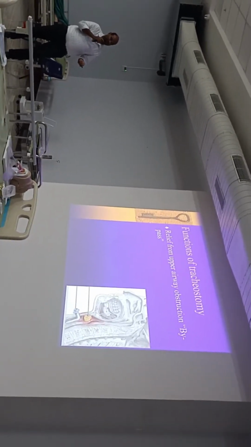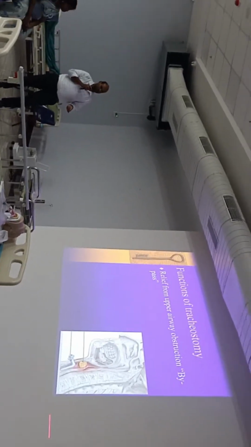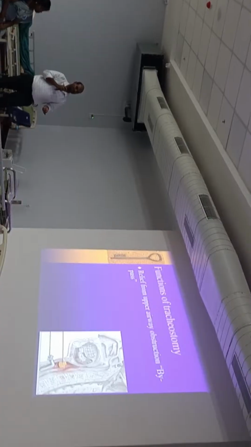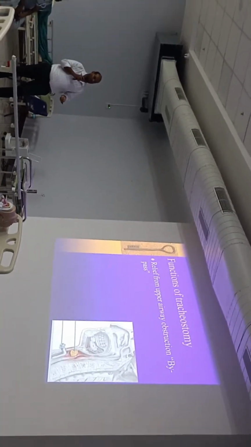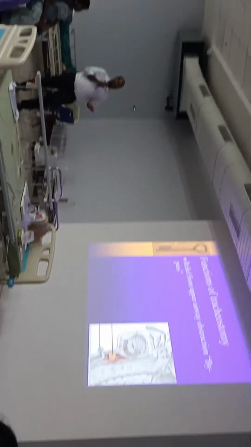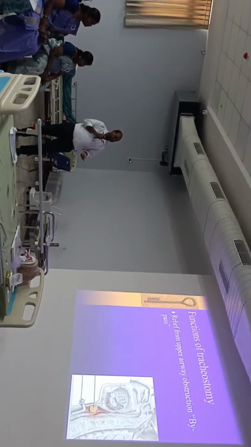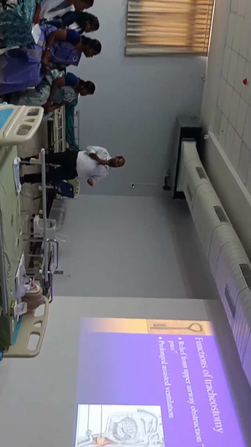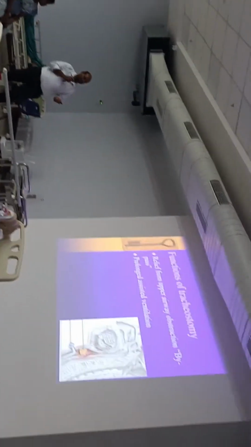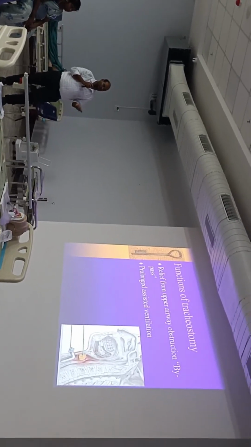The functions of tracheostomy are basically the indications of tracheostomy. You see, this is the level of the vocal cords. If there is any obstruction above the level of the vocal cords, we generally find airway obstruction. When there is an airway obstruction, we generally do a tracheostomy to bypass it. It may also assist in prolonged assisted ventilation, that is, when we anticipate a patient to be on a ventilator for prolonged periods.